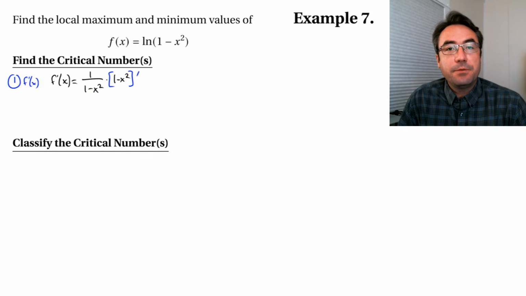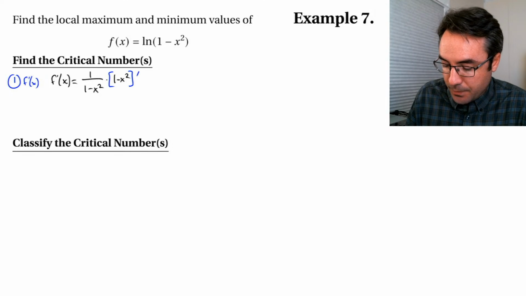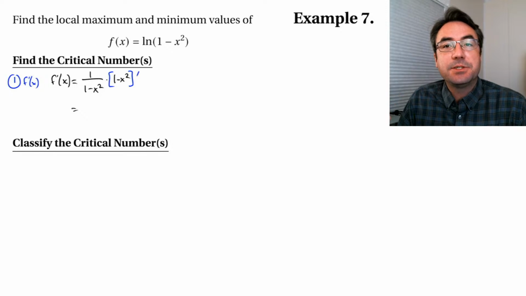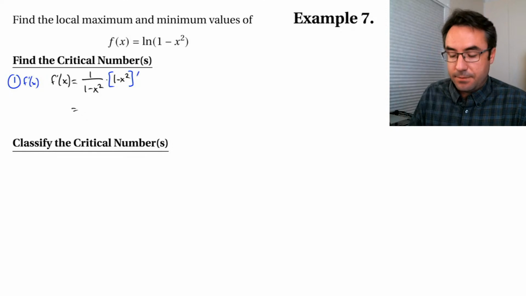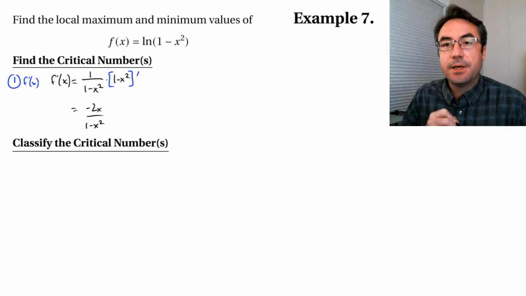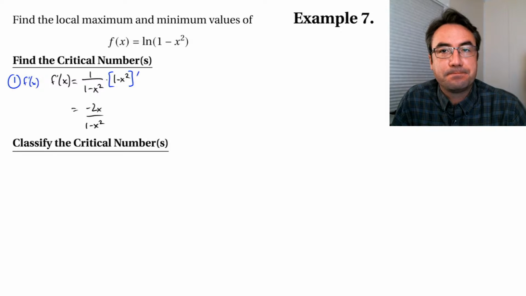Keep going with the derivative. Let's differentiate that inner function. When we do that, the derivative of the inner function is -2x. And to make things easier, we'll put that into the numerator here, so we'll write this as just one fraction: -2x over 1 minus x squared. So we've just consolidated that into one fraction.